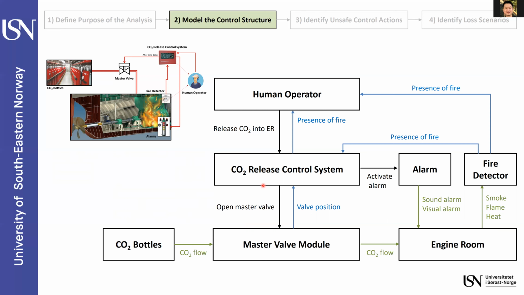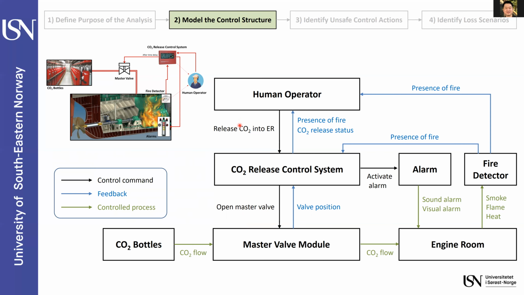And this CO2 release control system provides CO2 release status as feedback to this control command. And in this structure, you can see the black arrows mean control command or control action, the blue arrows mean feedback, and the green ones are the controlled process. So this is the control structure of the CO2 firefighting system.